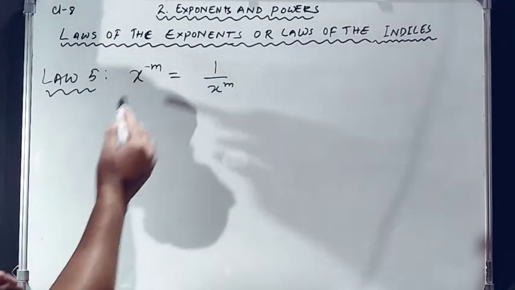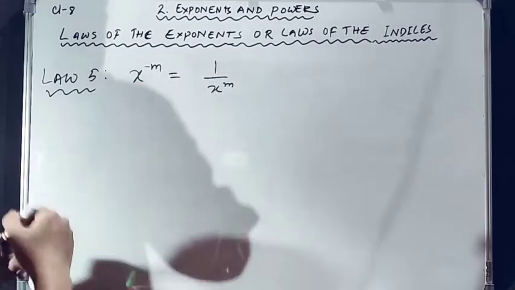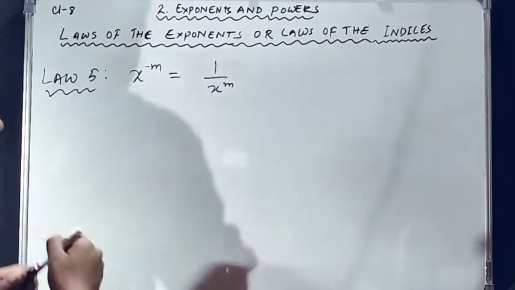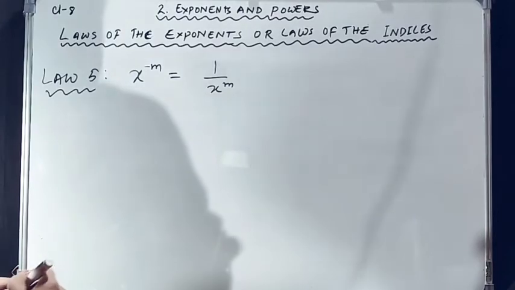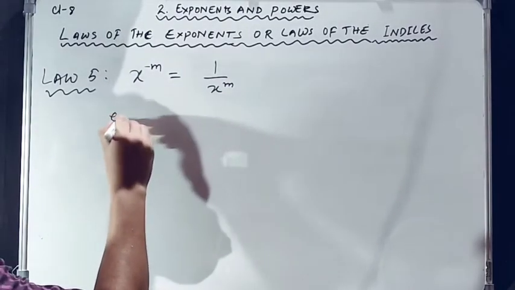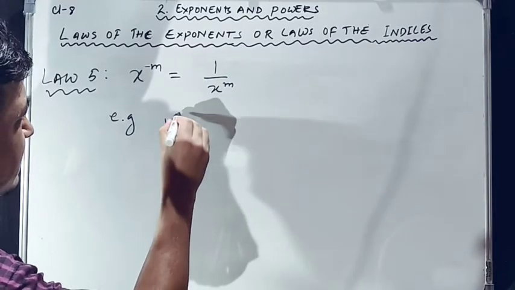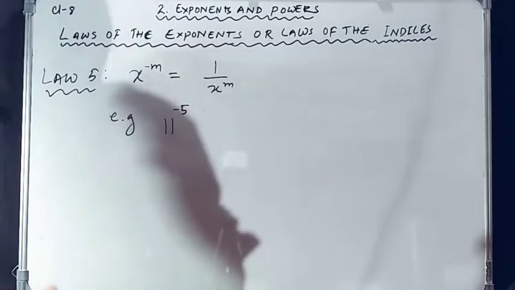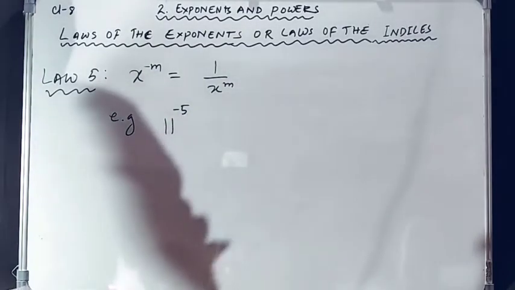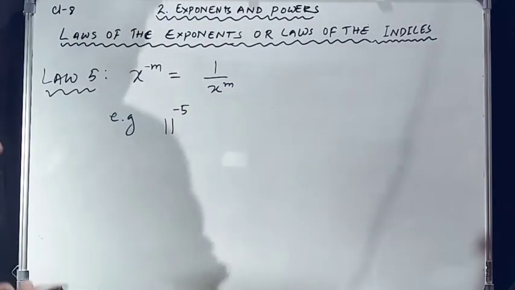So any number with a negative exponent, negative power, will become its reciprocal and the power will become positive. Okay, I will show you one example. Suppose I have here 11 raised to the power minus 5.